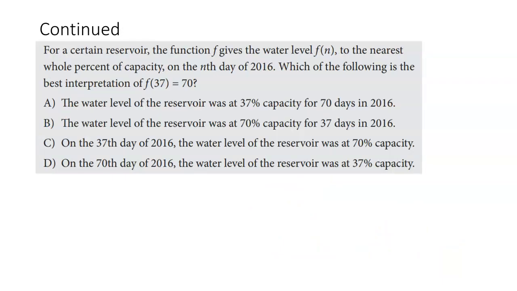For a certain reservoir, the function f gives the water level f of n, to the nearest whole percent of capacity, on the nth day of 2016. Which of the following is the best interpretation of f(37) equals 70?